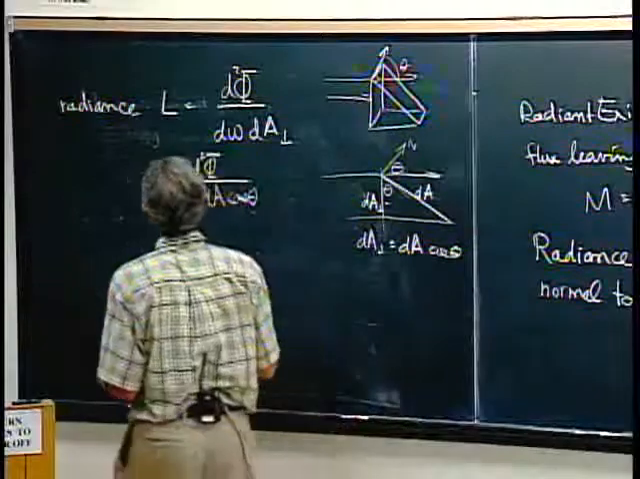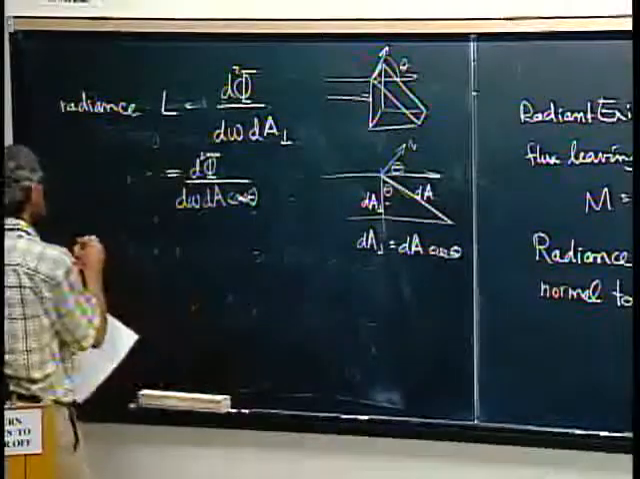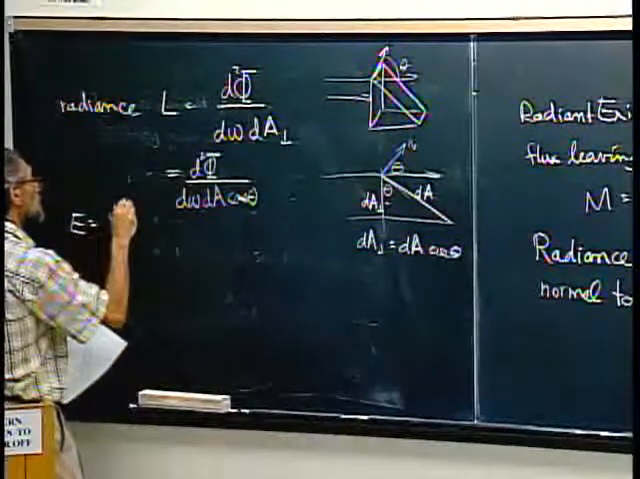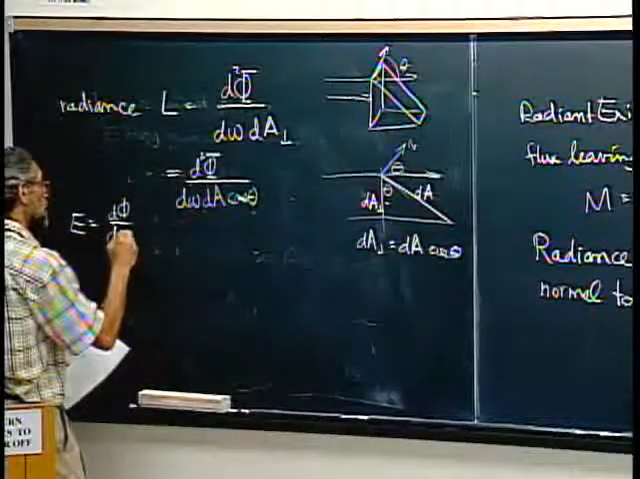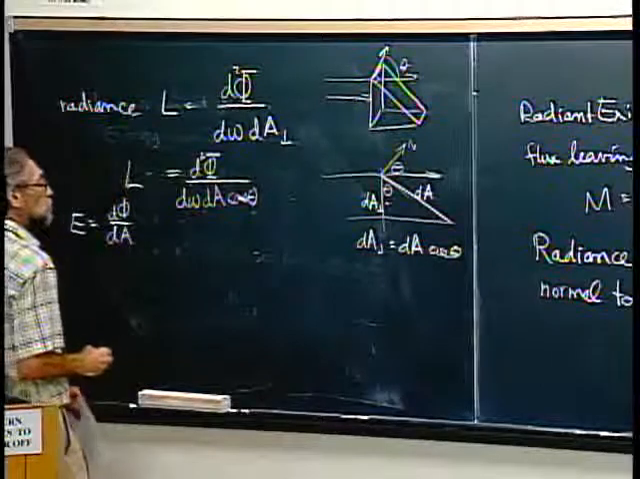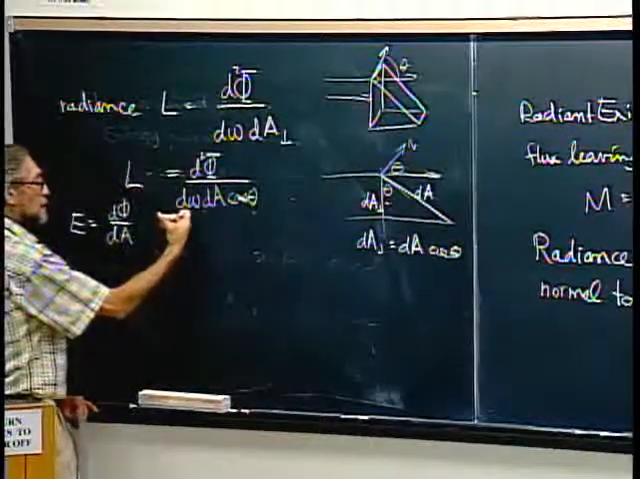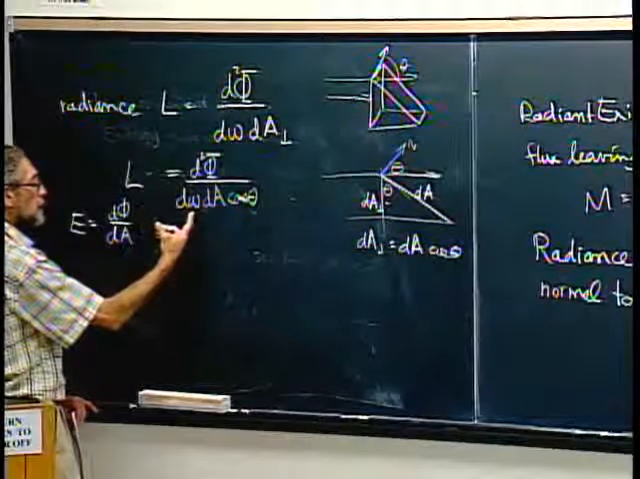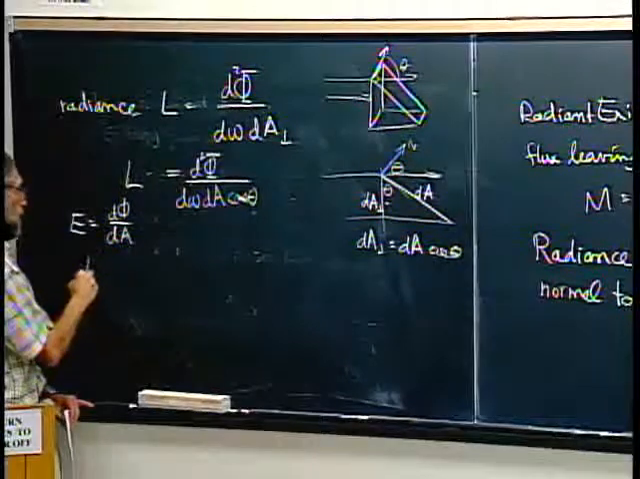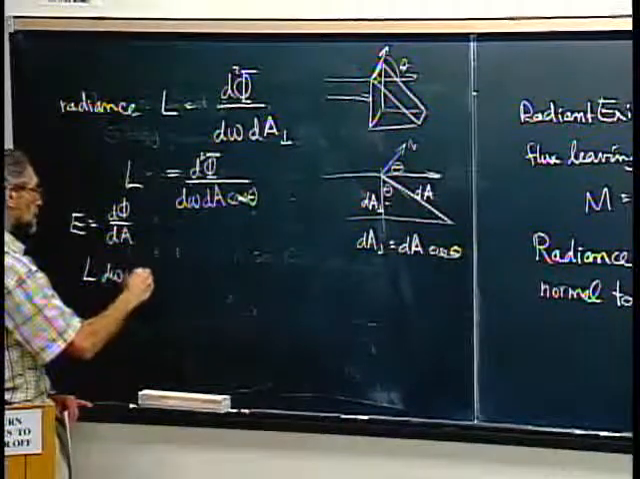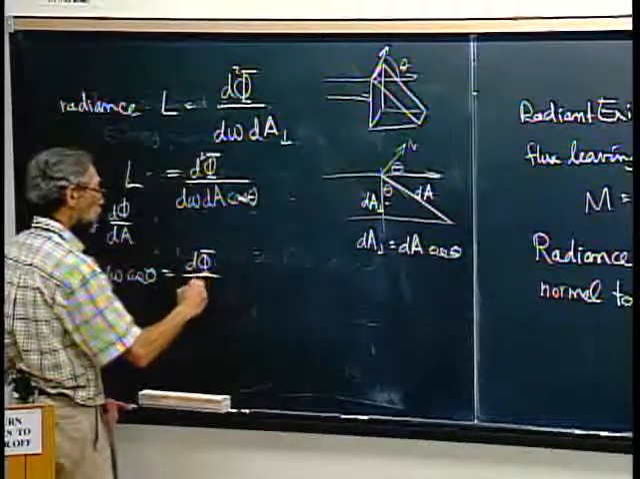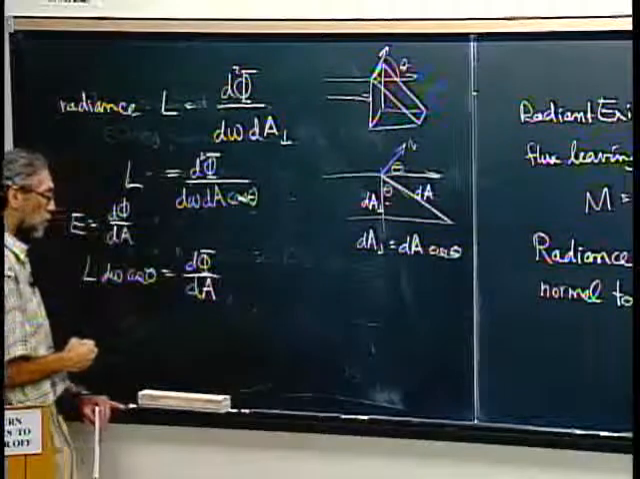So, remember, did I erase it? Irradiance, I guess I did, was under here. The irradiance was the flux per unit area. So I can relate it to radiance times solid angle. If I multiply by d omega and cosine theta, I will get L d omega cosine theta equals the flux that actually intercepts my area that isn't normal to the beam.